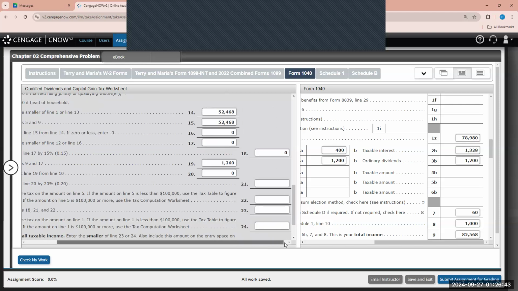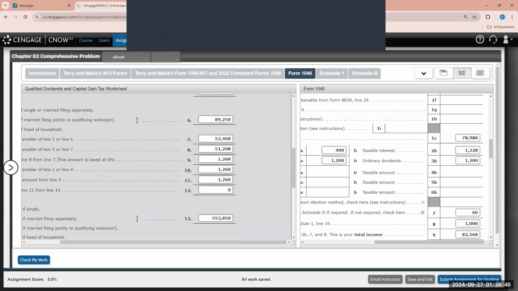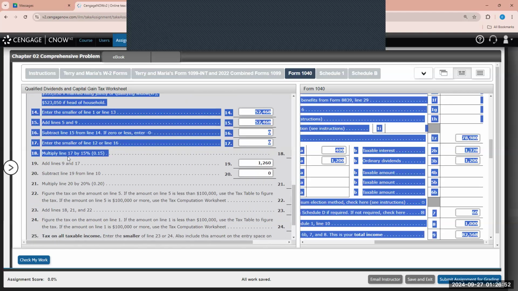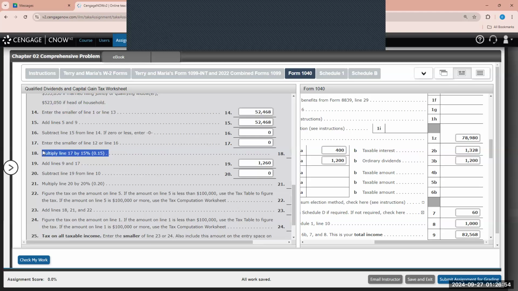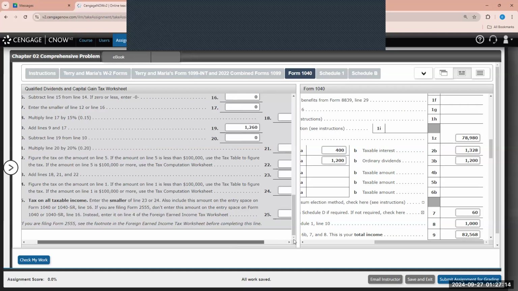So this worksheet is basically determining how much should be taxed at 0%, how much should be taxed at 15%, and how much should be taxed at 20%. Again, that's one of the key things when we are dealing with long-term capital gains and qualified dividends. They are taxed either at 0%, 15%, or 20%.